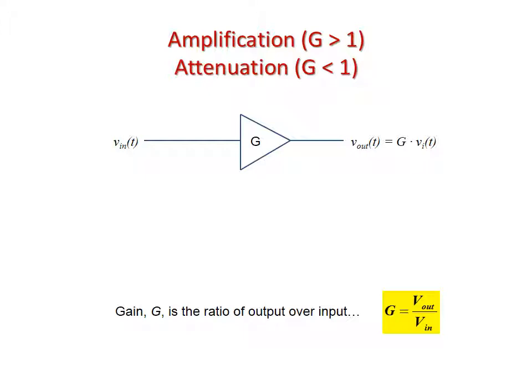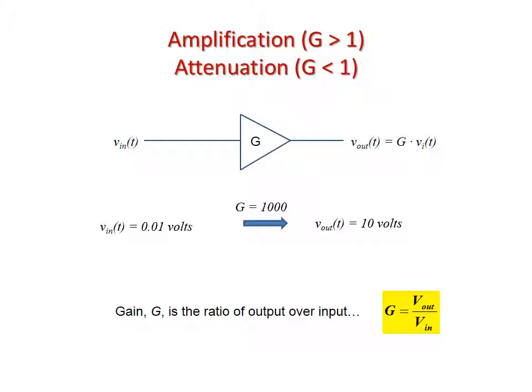So again, we have our V in as a signal. Here we have an op amp with our gain, and then we have our V out, which is our gain times our V in. Gain is the ratio of output over input. We've defined this multiple times throughout this course: gain equals output over input. So if our signal V in equals 0.01 volts and our V out equals 10 volts, our gain is going to be 1,000, because you multiply that V in by a gain of 1,000 to get the 10 volts out.